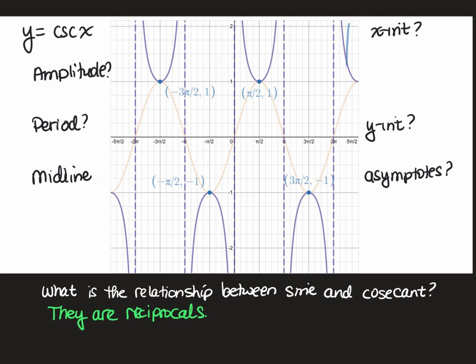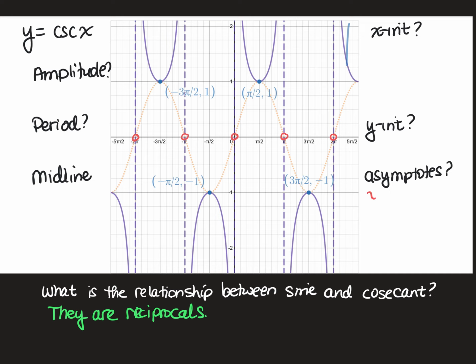What I wanted you to be able to do is take a look at some of the relationships that you can see. So, first of all, if you identify any of the places where your sine curve would have had an x-intercept, like here, or here, or here, and so on, those are now your asymptotes. So since we're there, let's go ahead and identify those asymptotes.